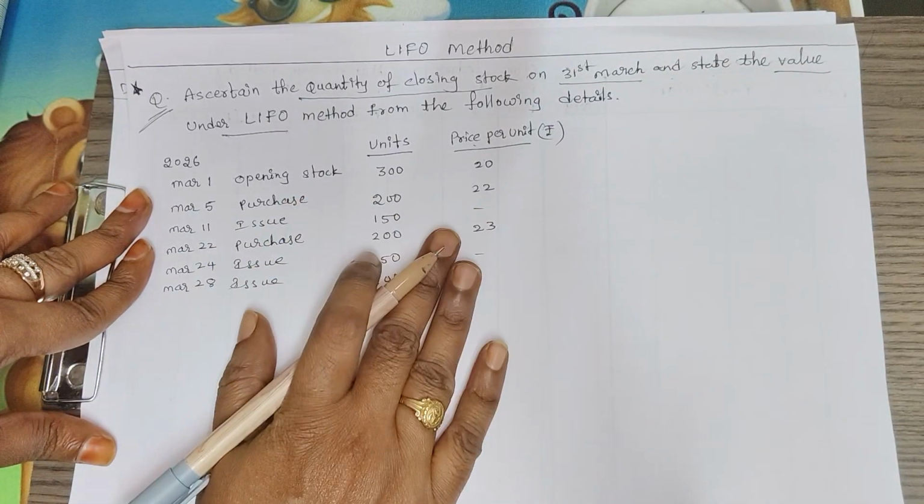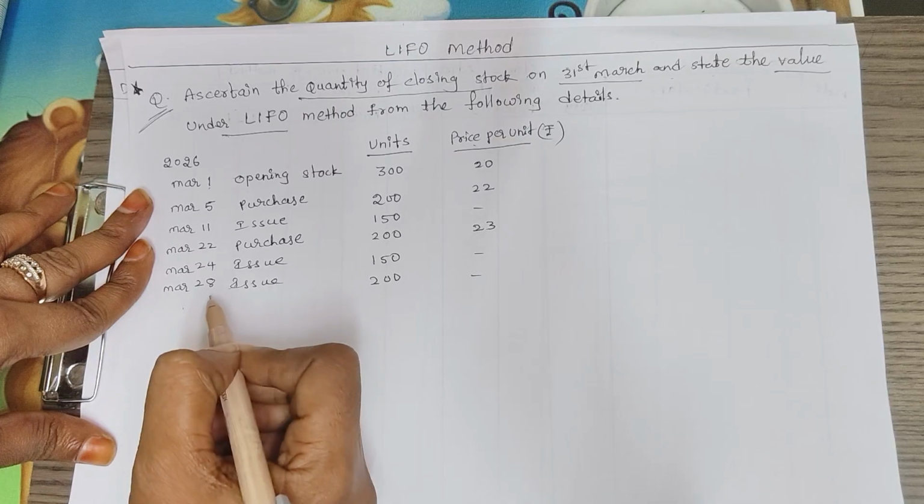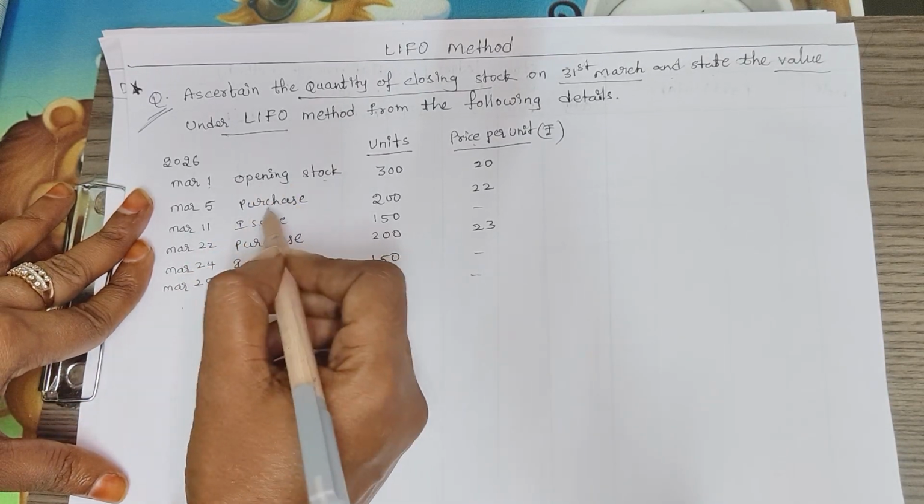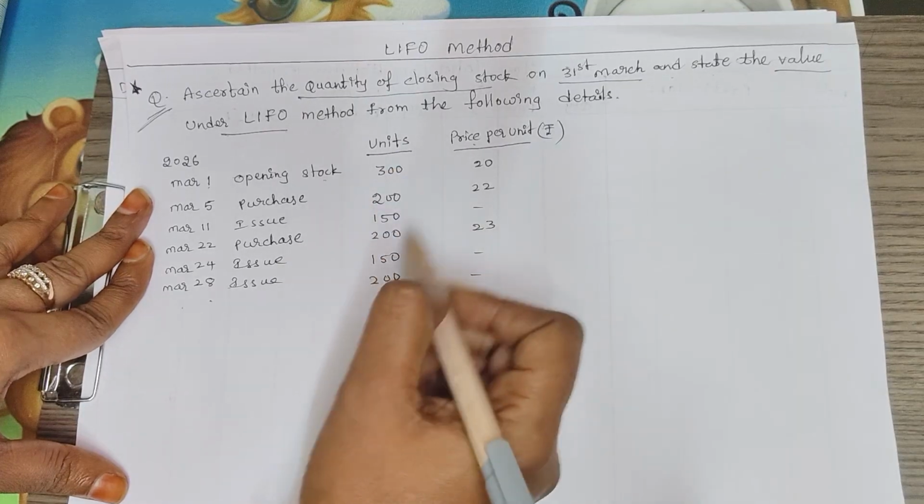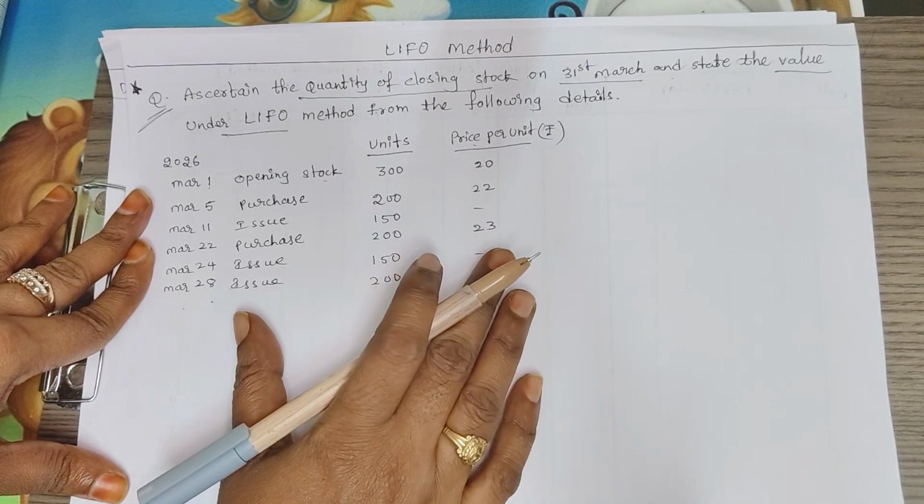Here the given details are from March 1st to March 28th. At the end of the month, we need to show the closing stock. The given details are opening stock, purchase and issue, number of units, and price per unit. By using this data, we need to follow the LIFO method.